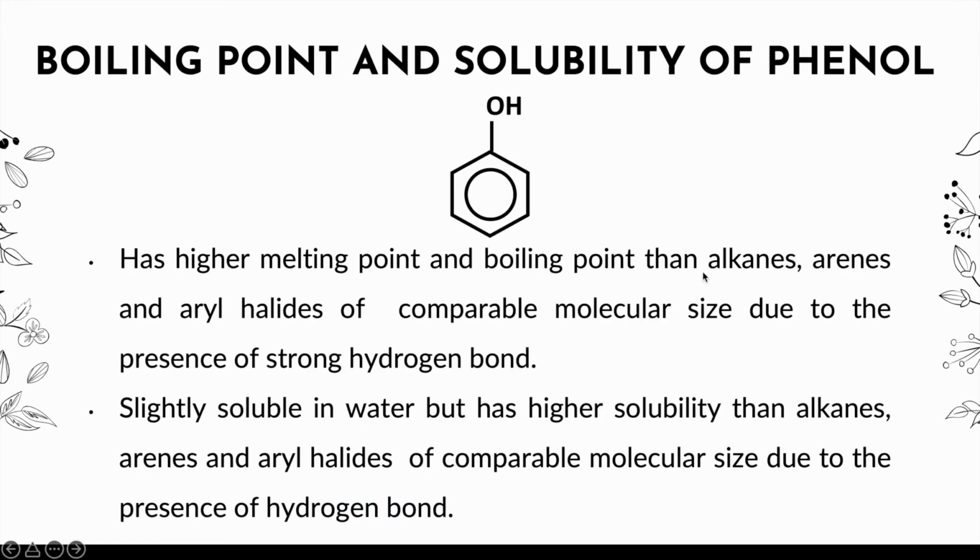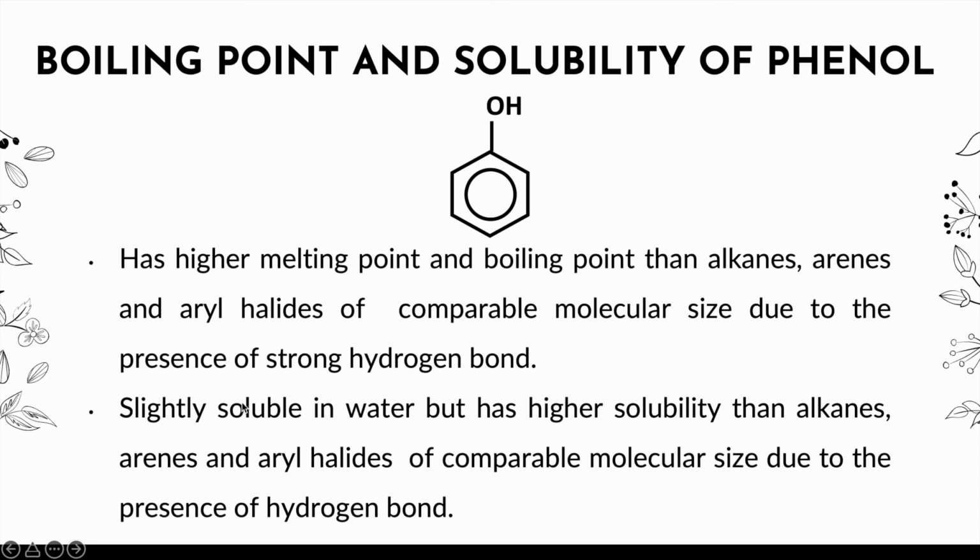Next, we look at the boiling point and solubility of phenol. Phenol has a higher melting point and boiling point than alkanes, arenes, and aryl halides of comparable molecular size due to the presence of strong hydrogen bonds. So here phenol has an OH group. Alkanes, arenes, and aryl halides don't have an OH group. So that's why this OH group makes it have hydrogen bonds. That's why it has a higher melting point and boiling point compared with alkanes, arenes, and aryl halides.